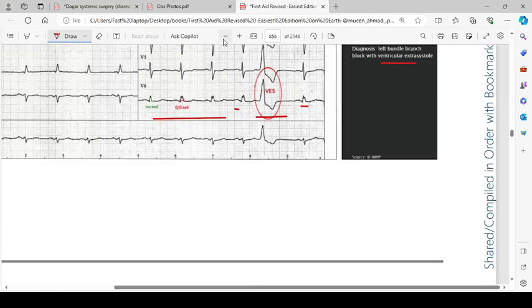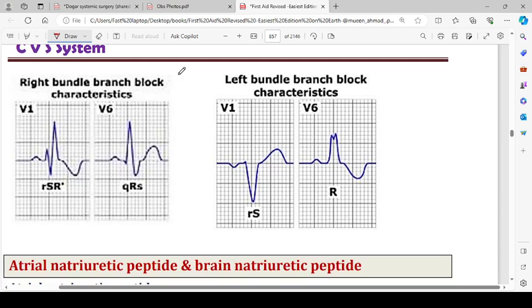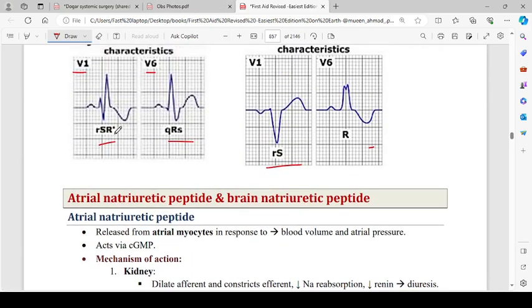Then we have the next thing, that is right bundle branch block characteristics. This is V1 and this one is V6. Got it? RSR and R. I think there's a better explanation of these ECGs on BNB and also in Sketchy, so do listen to that.